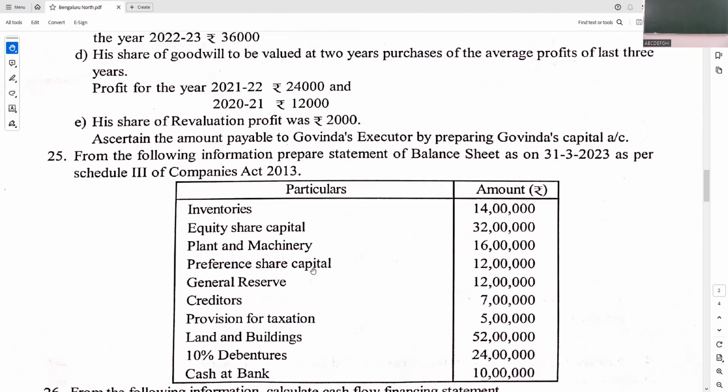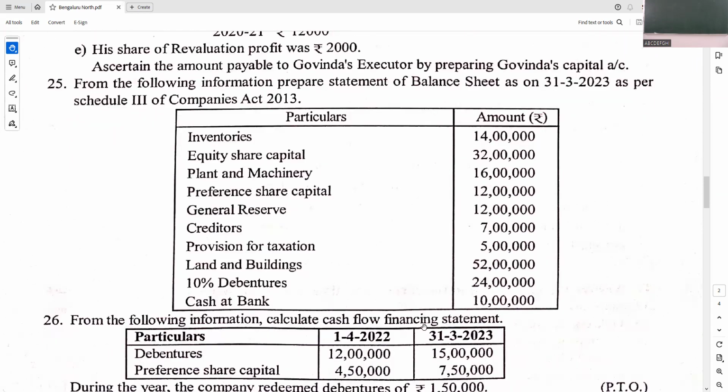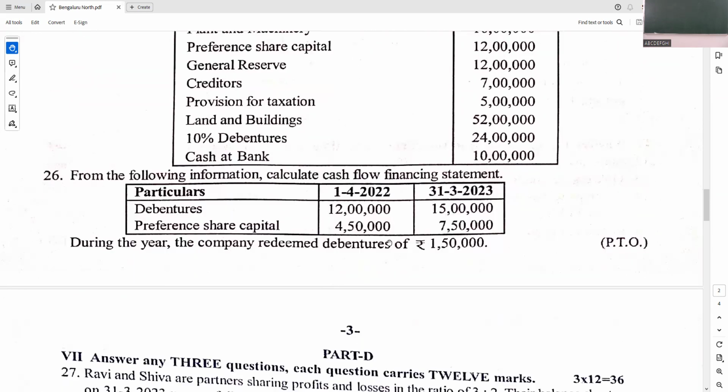From the following information, prepare statement of balance sheet. It should not be statement of balance sheet. It is just a balance sheet as on 31/3/2023. I think it is somewhere double the figures of what is given in the question bank. Very easy problem. Like this question, there was a question in the Gulbarga paper also.